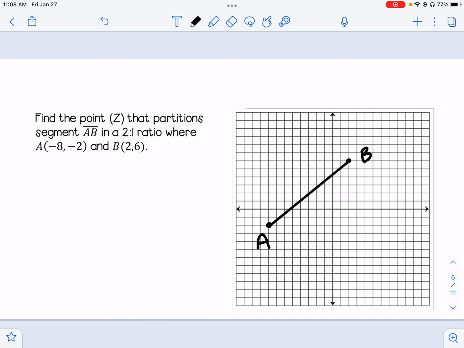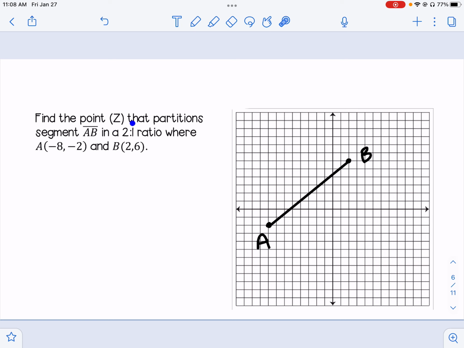Right, so let's talk about partitioning line segments. When we talk about partitioning line segments, what we mean is we're going to find some coordinate along this line that splits this segment into a specific ratio. So if we look at our example problem here, it says find the point Z that partitions the segment AB, what we have sketched here, in a 2-to-1 ratio, where A is down here at (-8, -2), and B is up here at (2, 6).